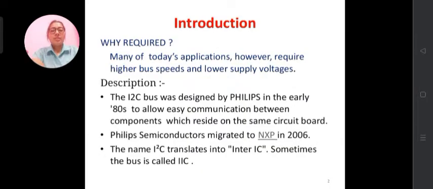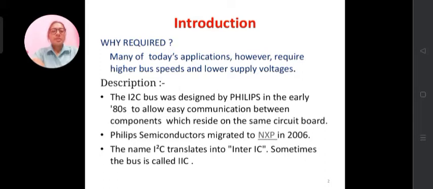Why we require I2C protocol? Many of today's applications require high bus speed and lower supply voltages. That's why we require the communication protocols. The I2C bus was designed by Philips in the early 80s to allow easy communication between components which reside on the same circuit board.